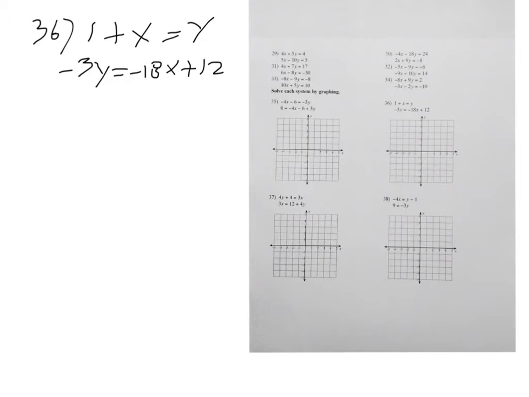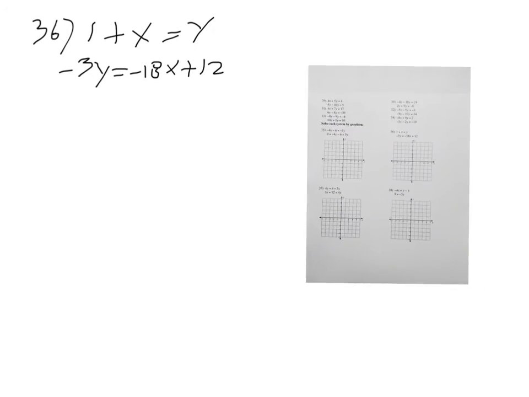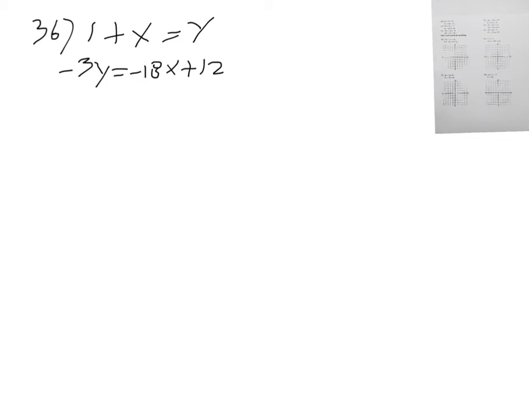Right now, we're going to graph a system of equations, solving each system by graphing. In particular, I'm going to do number 36. Let's put this on the side. So 36 is 1 plus x equals y. The second equation is negative 3y equals negative 18x plus 12. I'm sorry about the handwriting, but my stylus broke.